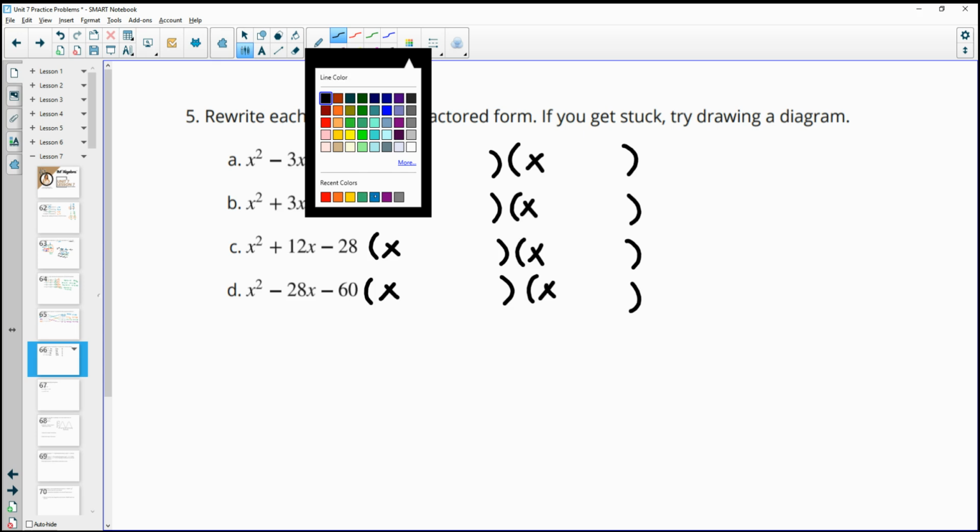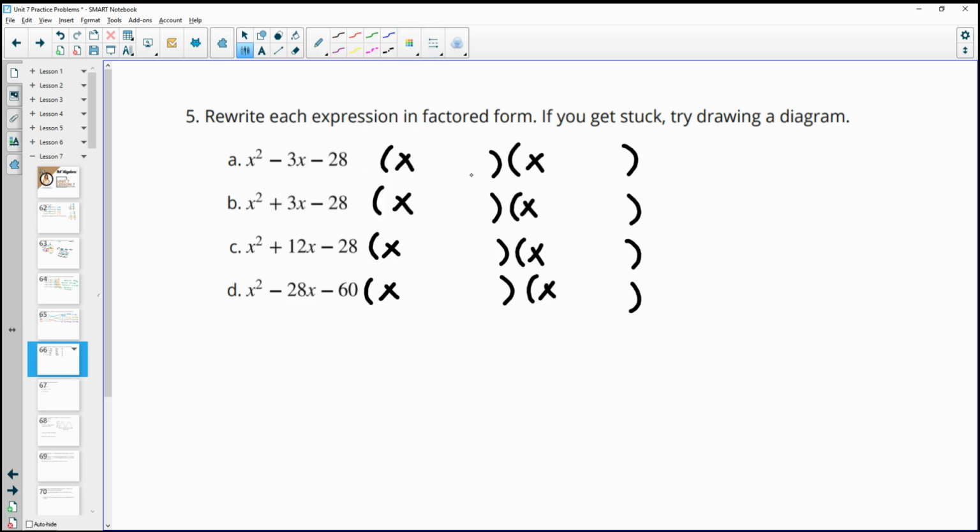So then what we want to figure out is what numbers multiply. These last numbers should multiply to -28 and add to -3. So they need to multiply to -28 and they need to add to -3. We've got 3 problems with -28, so I'm going to write out the factors of -28 off to the side here so we can look at them. So we've got 1 and 28.